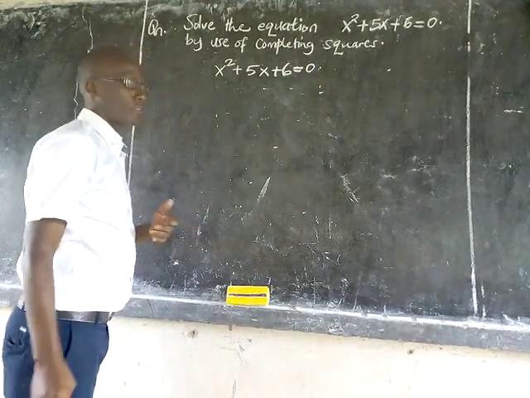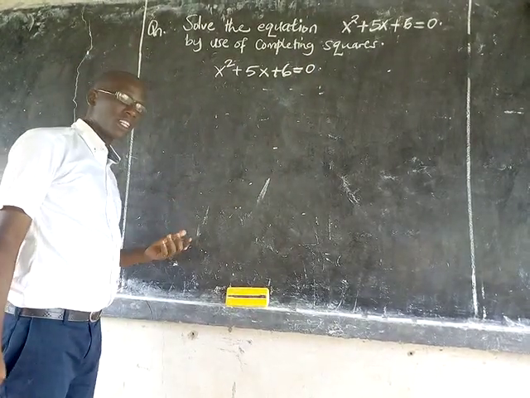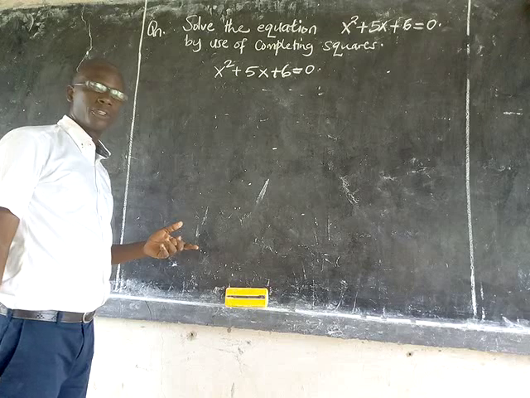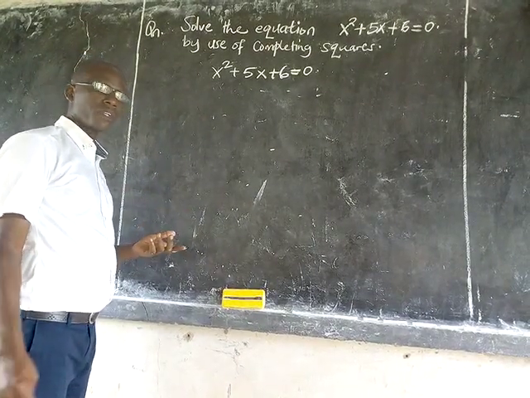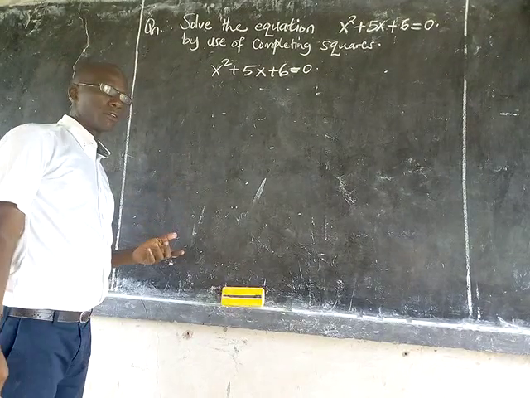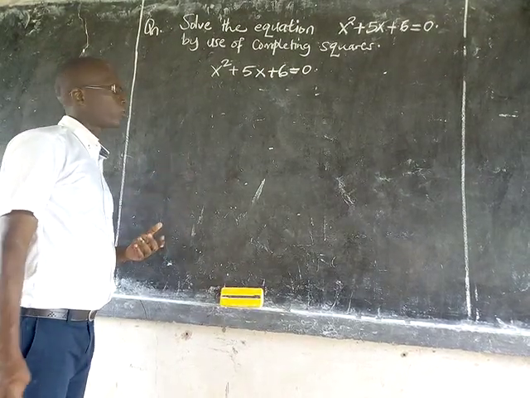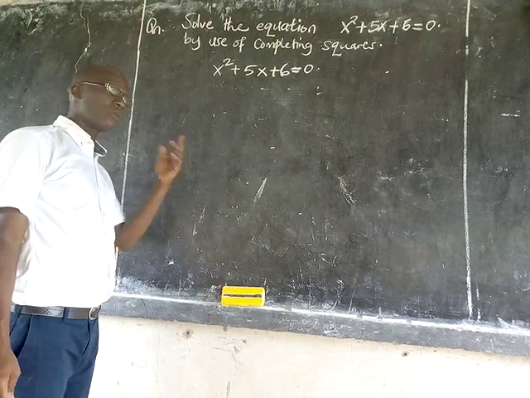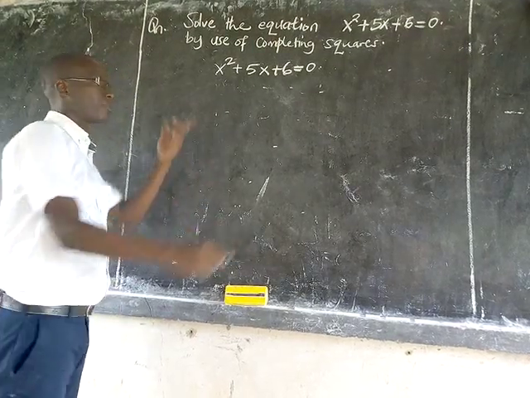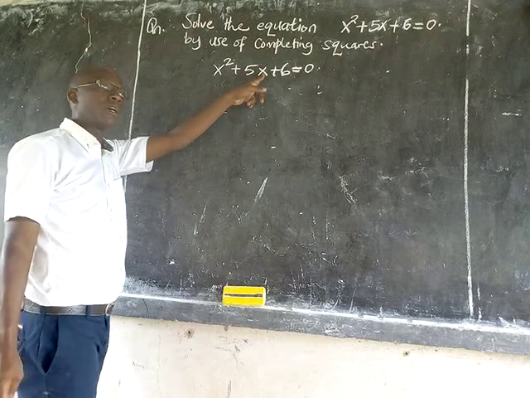Now look at the coefficient of x squared. Is it positive 1? Yes. So after finding that it is positive 1, then we are good to go. So what are the conditions for completing the squares? We have to identify the coefficient of x. We have two x's there, one with an x power 2, another with an x power 1. This one is the one with power 1.